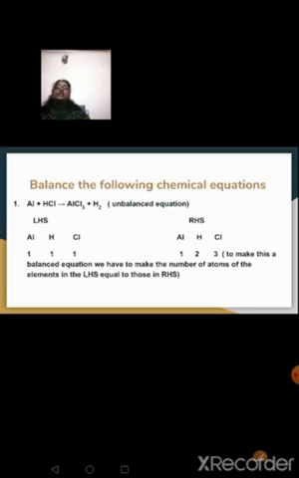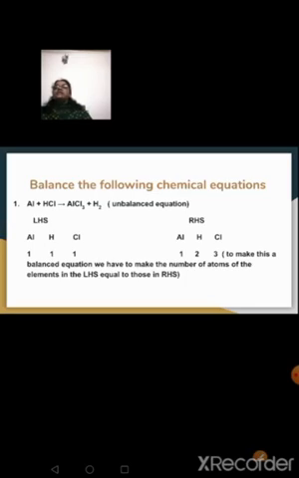Aluminium with hydrochloric acid gives, that is Al plus HCl gives AlCl3 plus H2. I call this equation an unbalanced equation. Why? Because the condition for a balanced equation is that the number of atoms of elements present on the left hand side and on the product side should be equal. So here what are the reactants? Your aluminium and hydrochloric acid, that is Al and HCl.